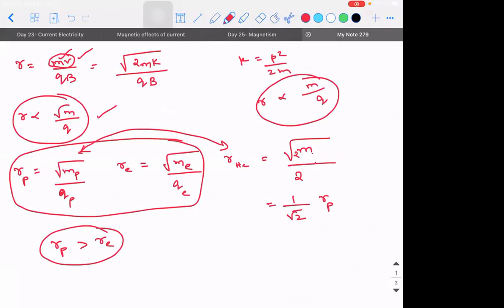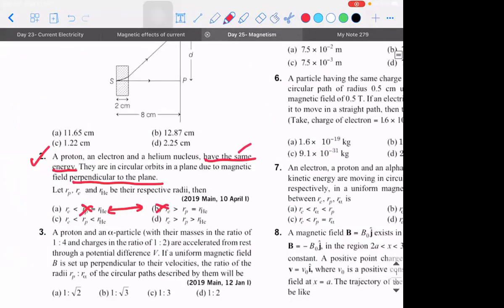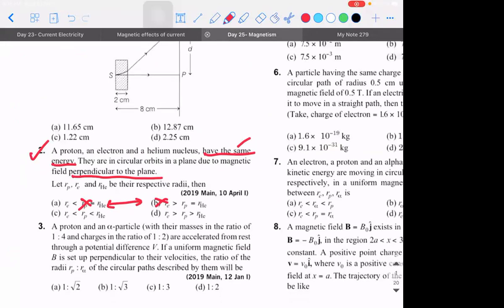Right? So RP is greater than RE. This is for sure. The answer they have given is R helium is greater than RP is greater than RE. I doubt there is a misprint in this book. Let me check the question in some other book. Okay, but I hope you understood the logic, right? Keeping the answer aside. Yes sir. That is more important for me.